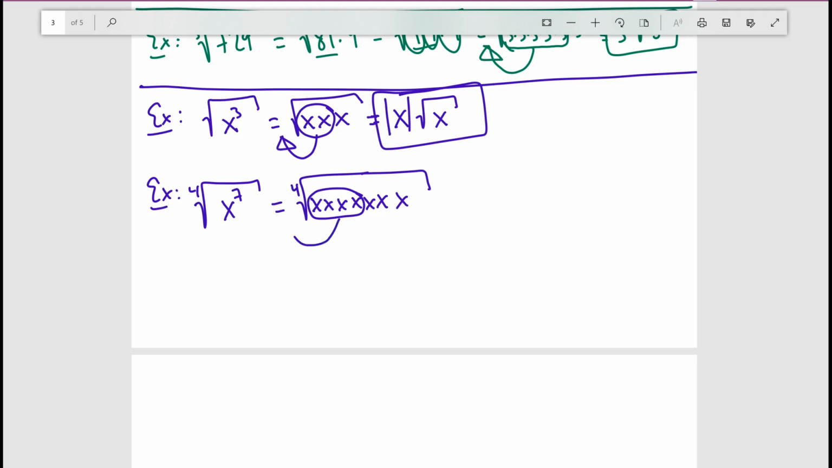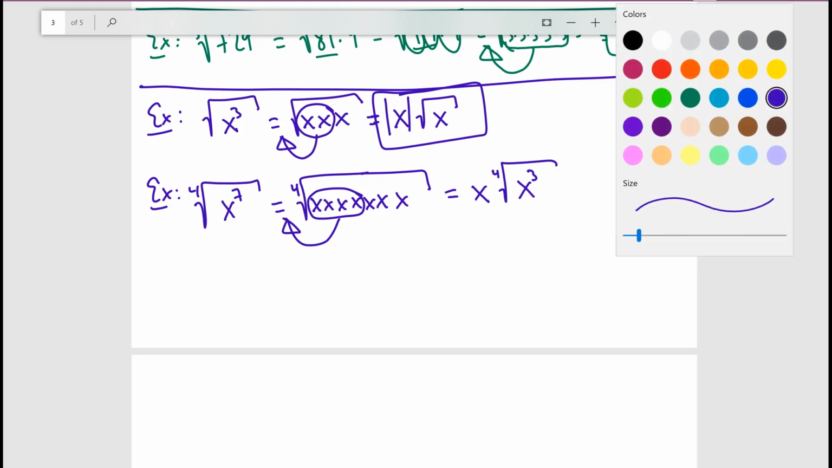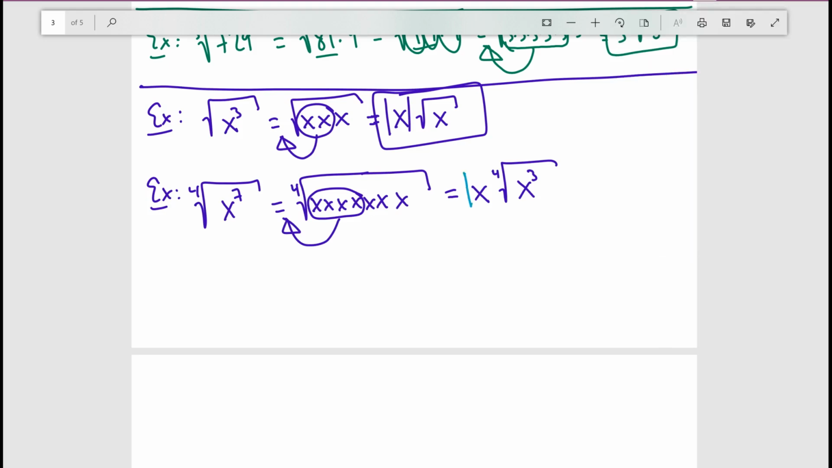So I'm going to take all of these out. And all those losers in there, they don't have a group, so they're going to stay inside. So these stay inside. And how many are they? There's 3 of them. Now, do I need to add absolute value? Yes or no? The answer is yes, right? I'm going to add an absolute value because it is an even root, and I'm taking something out.